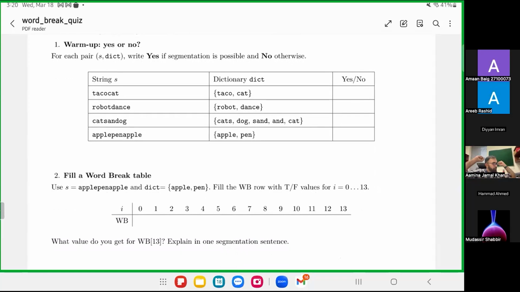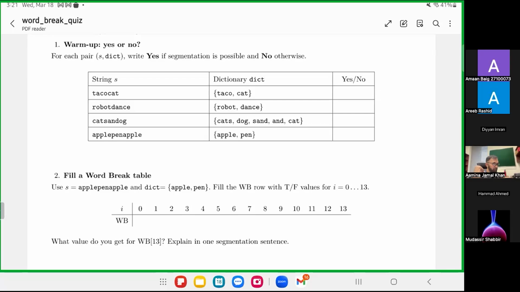to look like. So a string is, for example, S in this case, and the dictionary is apple, comma pen. We're going to fill the WB row with true/false values for i equal to 0 through 13. You have to think for yourself what WB of 0 should be, not mathematically or recursively, just intuitively, what should it mean? Okay, you want to solve this. I'll give you a hint: WB of 13 should be the answer to the final question.